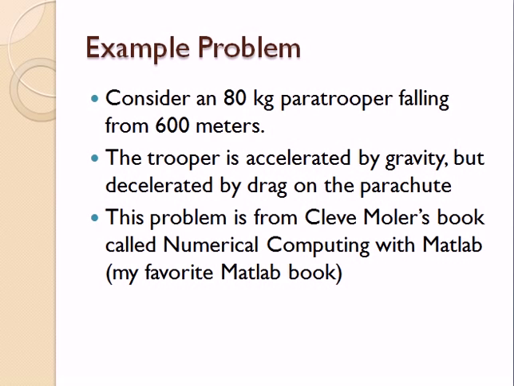So just to have an example to work on, I'm going to look at a problem where you have a paratrooper falling from a height of 600 meters. The trooper is accelerated by gravity, and there's a drag force on the chute, and so the velocity of the paratrooper as he falls is governed by the balance between this gravity force and the drag force. And this came out of Cleve Moler's excellent Numerical Computing with Matlab text.